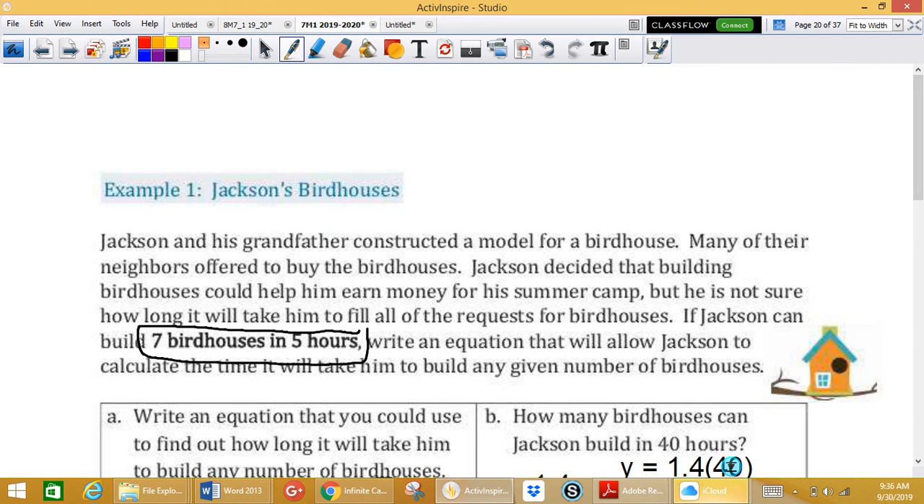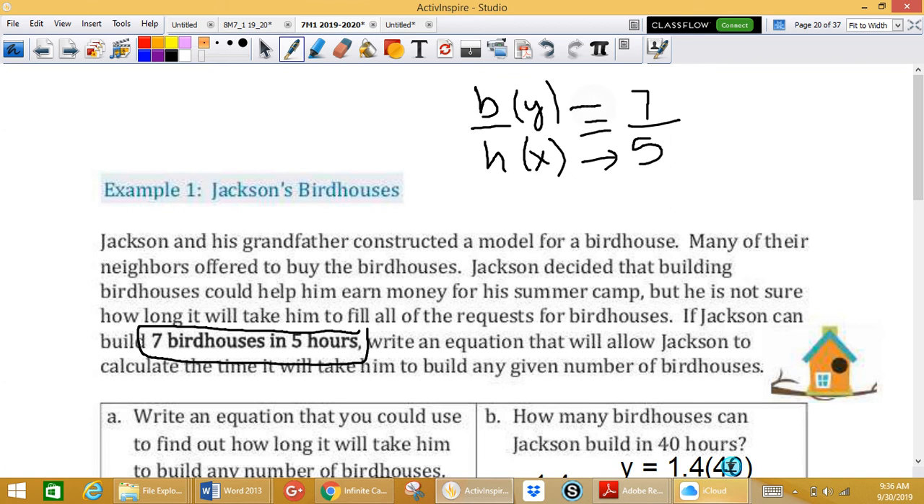So we're talking about building birdhouses, so that's our most important thing. So we're going to need birdhouses over hours. So this is our y, and this is our x. And that's going to equal 7 over 5, because that's birdhouses and the hours.